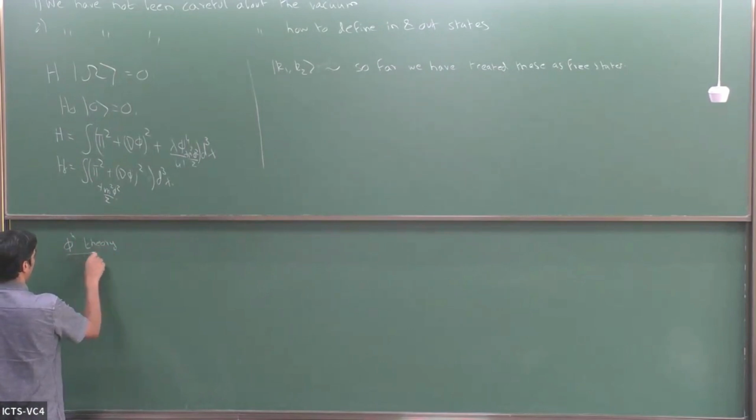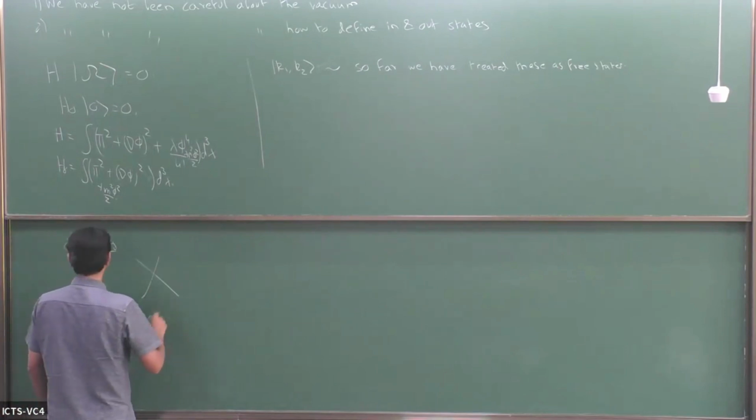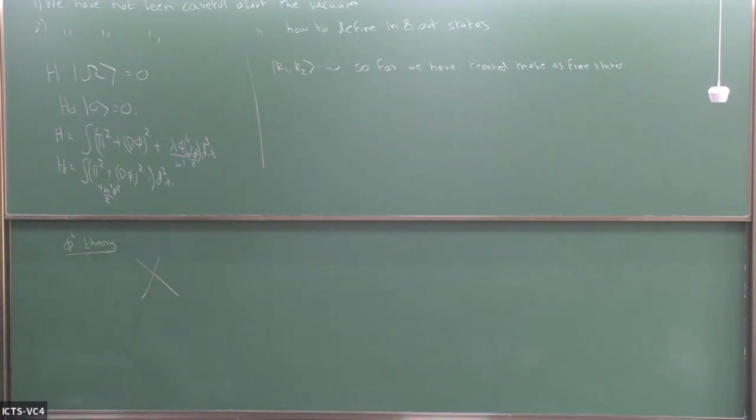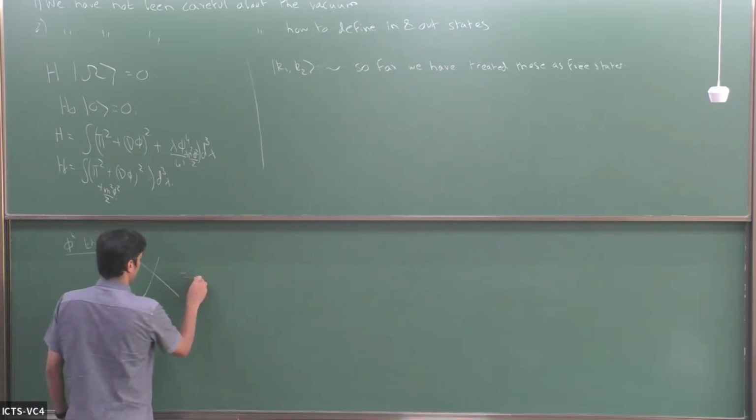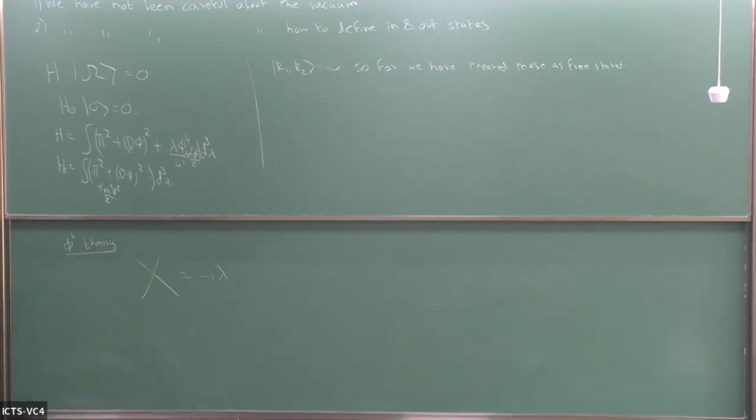And imagine we are trying to study 2-to-2 scattering in the phi-4 theory. So far we studied this diagram, right? And we said, well, stuff is pretty useless. So if I study this diagram, we said this is minus I lambda, and that's fine, right?